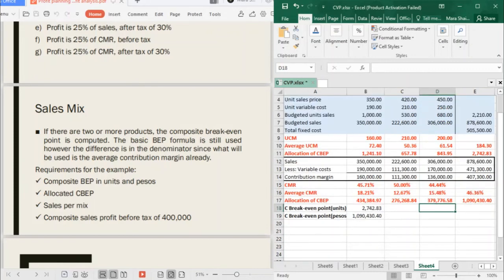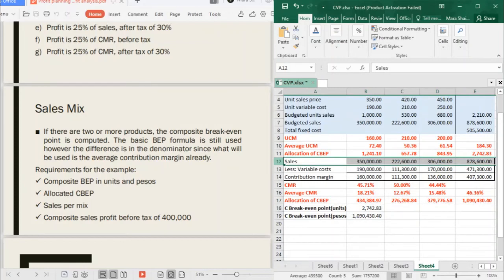Okay, now let's move on to sales per mix. How do we get our sales per mix? It's simply our fixed cost divided by our composite UCM. Now, how do we get our composite UCM? To get our composite UCM, we need first to determine our sales mix.